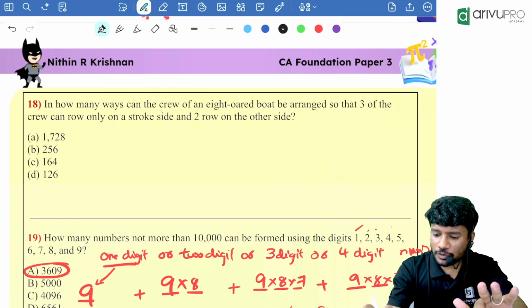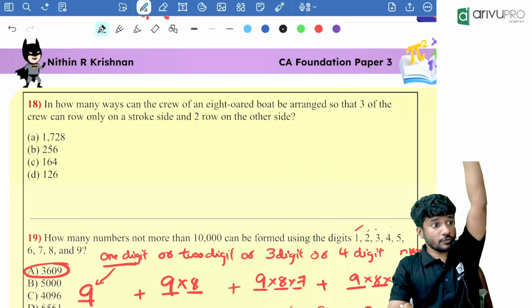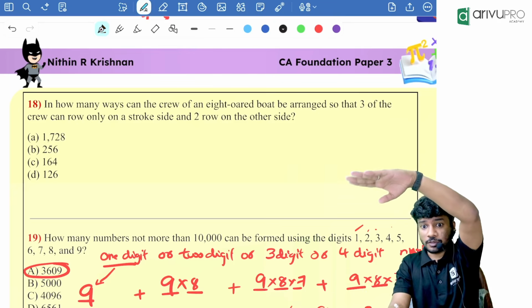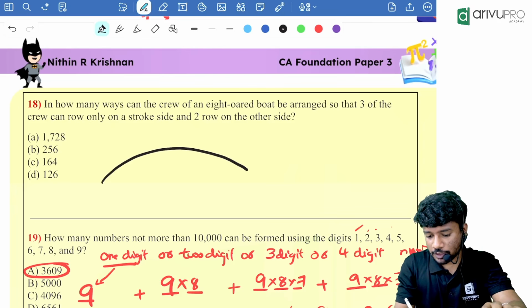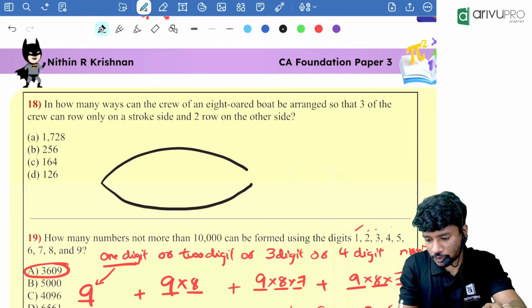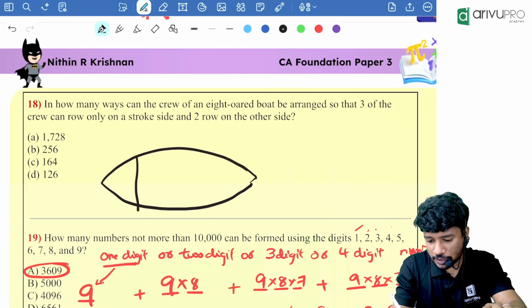Now, everyone knows how a boat looks from the top view. For example, a drone is seeing the boat. So the top view of the boat will be like this, right? The boat top view will be like this. There will be places to sit.